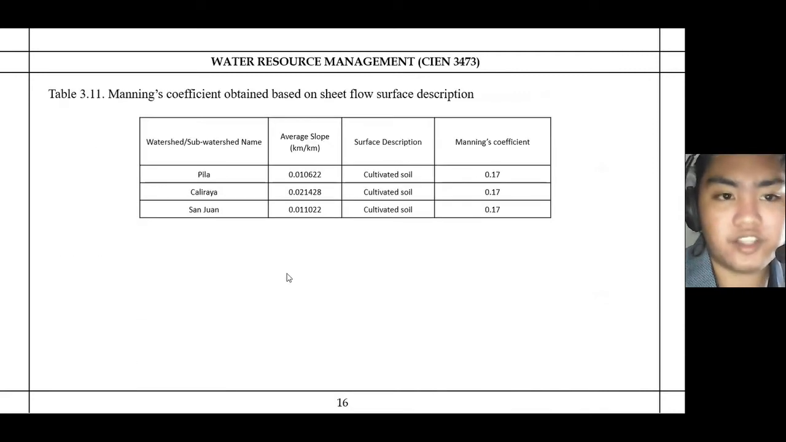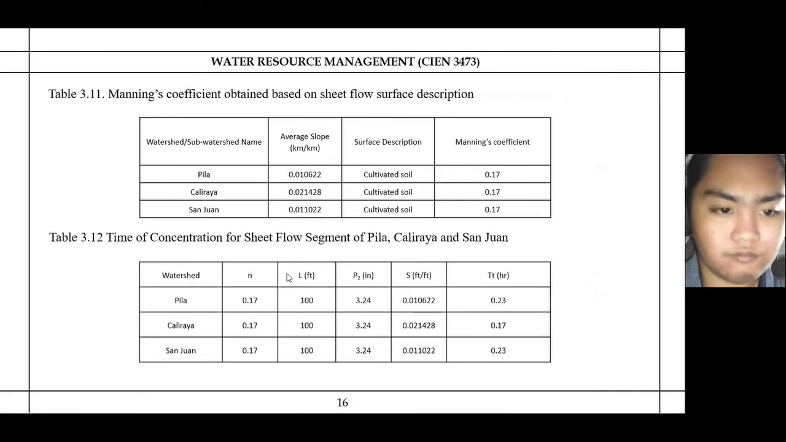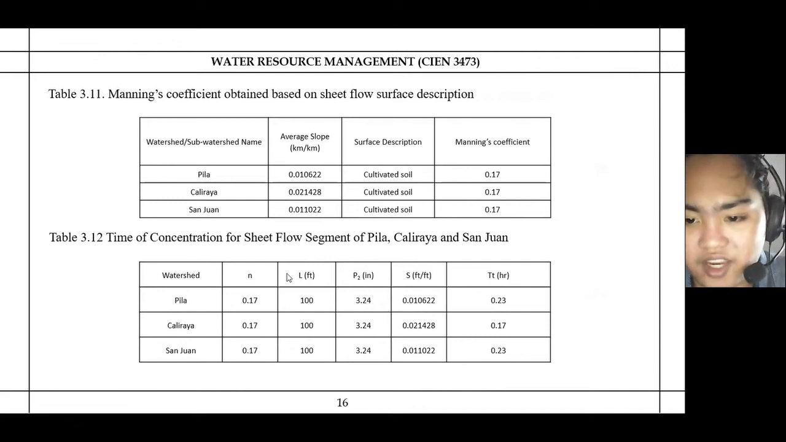This is Table 3.11, Manning coefficient based on sheet flow description. The watershed of Pila has cultivated soil, and the Manning coefficient is 0.17. Time of concentration for sheet flow, Table 3.12: Pila had a time of concentration of 0.23, Caliraya 0.17, and San Juan 0.23.